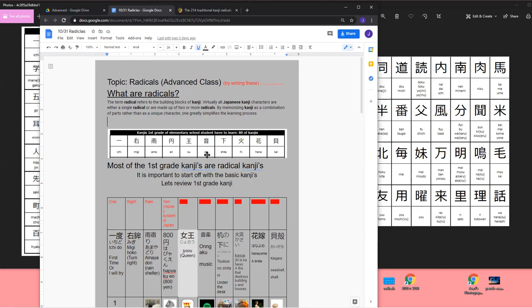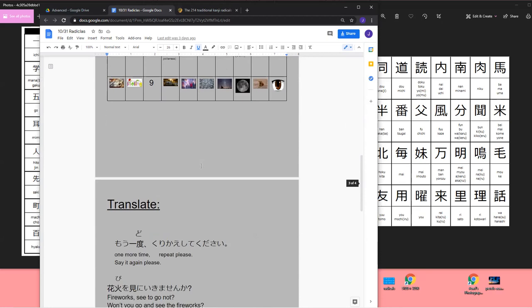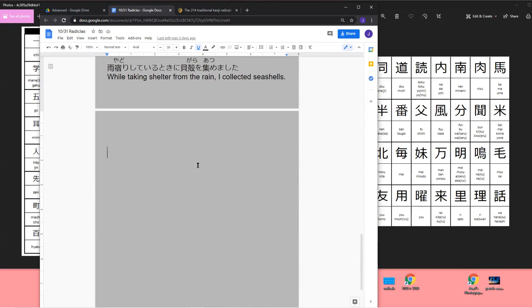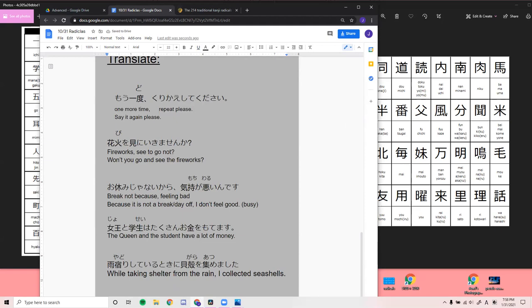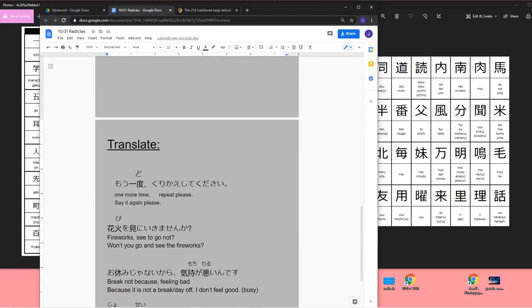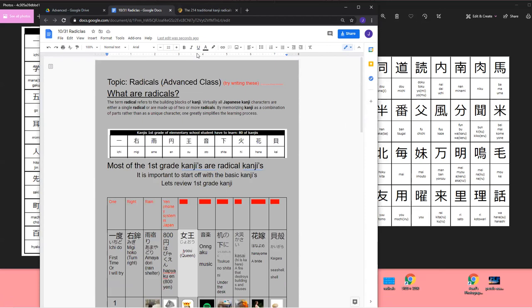Oh, but this is kind of it for radicals. Radicals are pretty simple. You just have to memorize them. Do you guys have any questions on radicals? It's about to be 8, and we have like 10 more minutes of Zoom class left, so we can either end class here, just quickly review radicals, or I can quickly go over anything you guys want.